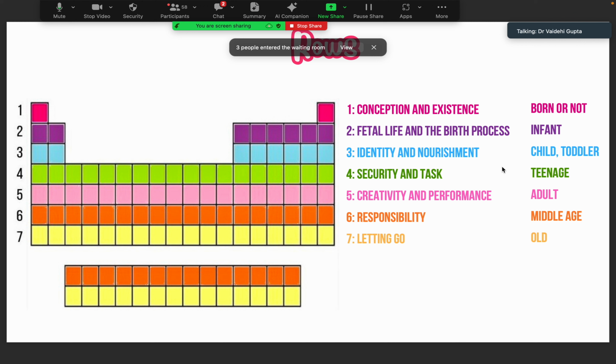Row 2 is about fetal life and the birth process. It is a phase when a fetus is in the mother's womb in the intrauterine life, and as we go from left to right in the periodic table, the fetus is getting separated from the mother, and at the end he will come into the outside world. So this is a phase of fetal life and birth process. So it reflects the age of an infant.